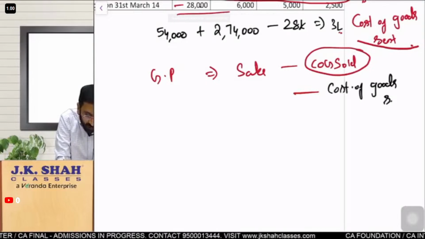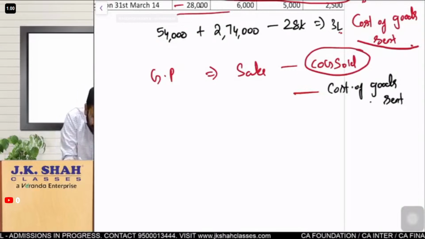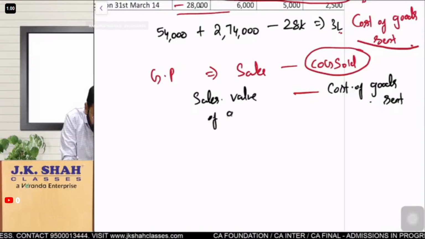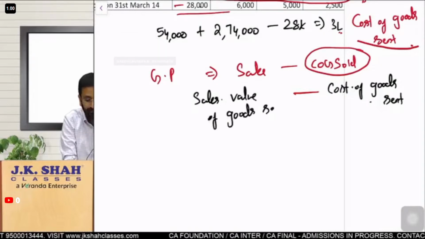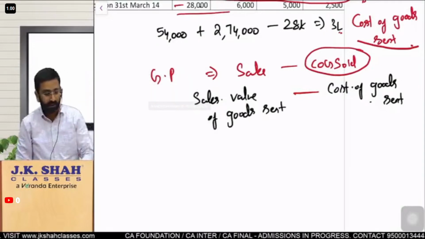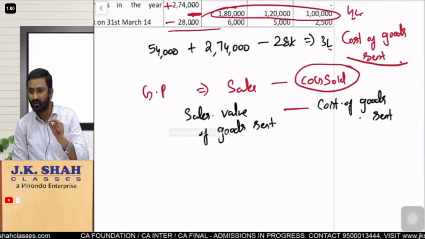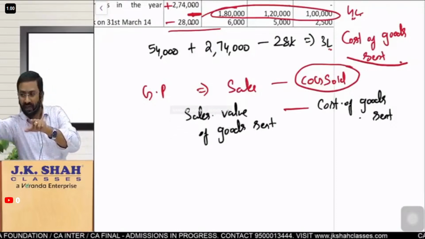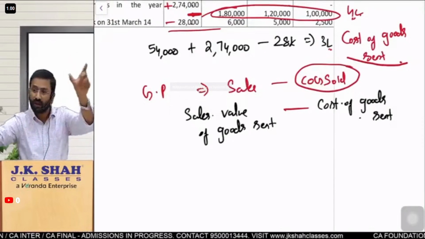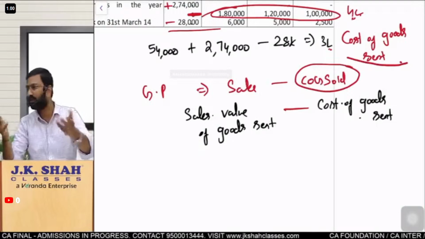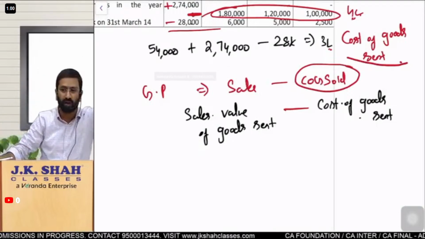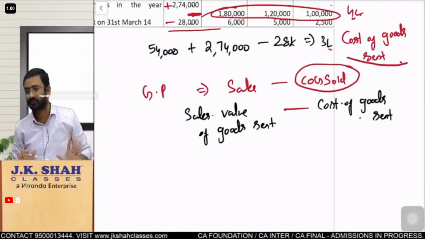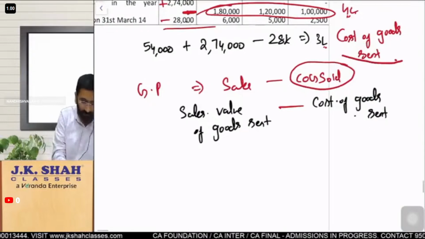If I know the cost of goods sent, I will subtract this from the sales value of goods sent. I am repeating. In this question, do we have cost of goods sold or cost of goods sent? Cost of goods sent. Cost of goods sent should be compared with the sales value of goods sent. Then you get the profit. You cannot compare the sales value of goods sold with the cost of goods sent. It has to be sent and sent. Did you understand?